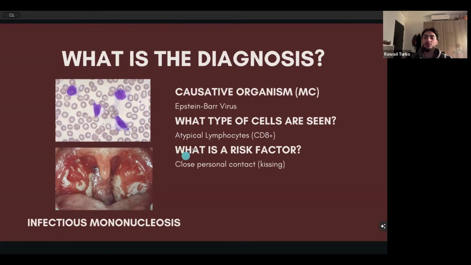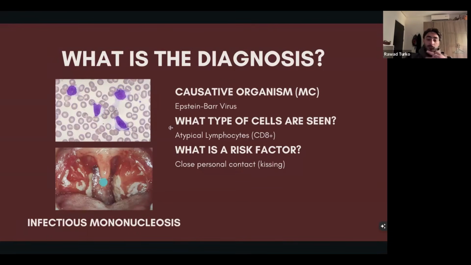Kissing. Perfect. So close personal contact or kissing. And that's because this is called the kissing disease. A lot of the times it's actually going to be reflected in the question stem. So you're going to get, just like I said, a patient who's of college student age. And they'll tell you a lot of the times that they just visited a girlfriend, for example, or they just visited home or whatever. But a lot of the times it will be a college student.